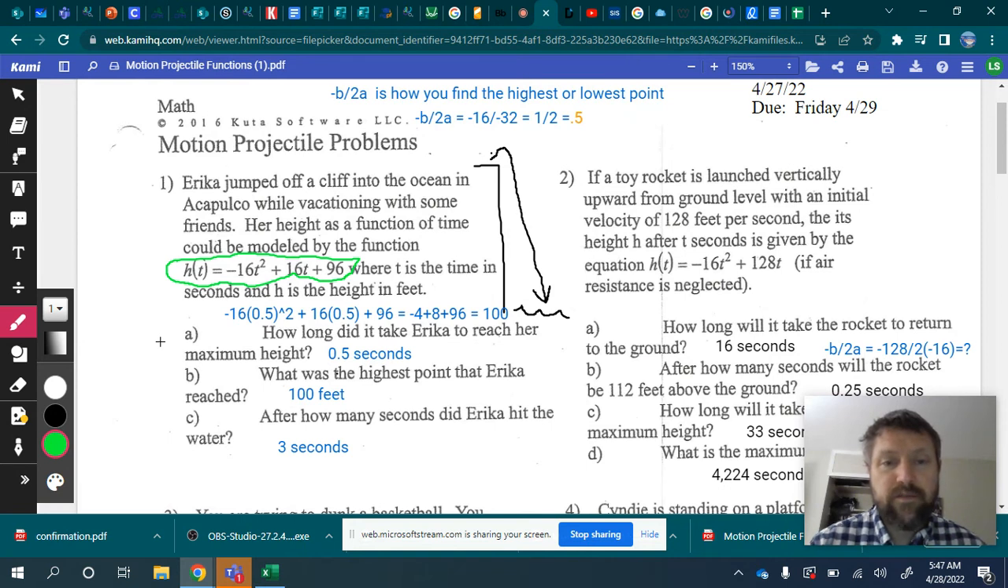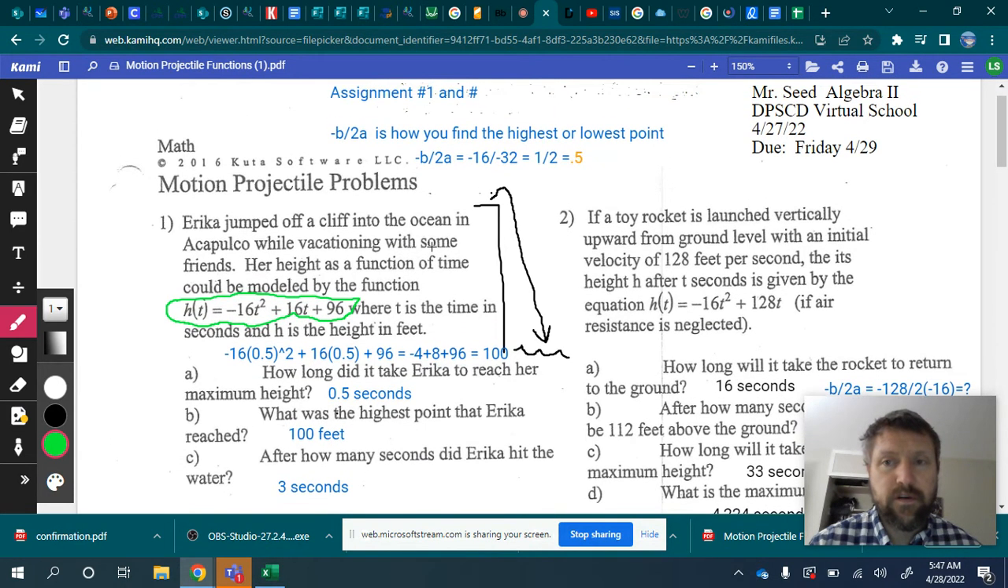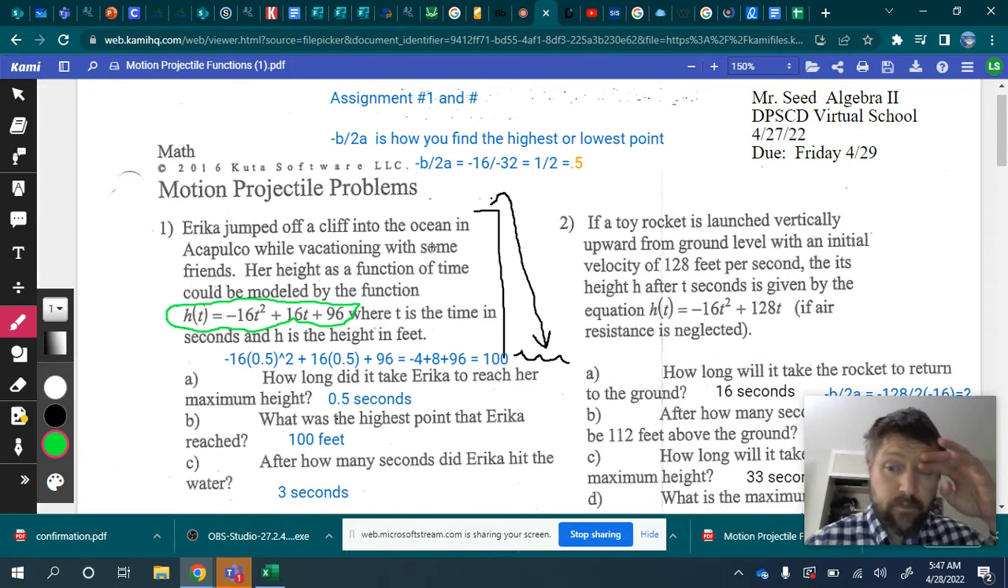And to find the vertex, we used negative b over 2a, which is on top of the screen here. I'm just reviewing what we did yesterday. Negative b is the negative of a positive 16, so negative b is going to be negative 16. You see that right here. Then we have 2 times a. A is negative 16 already, so 2 times that gives you negative 32.